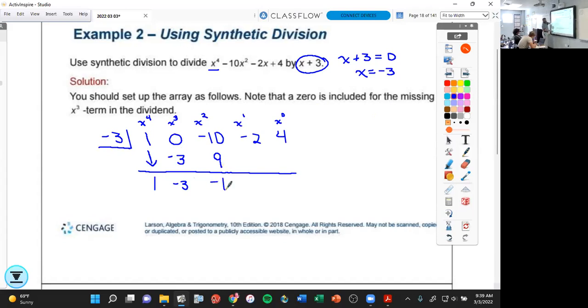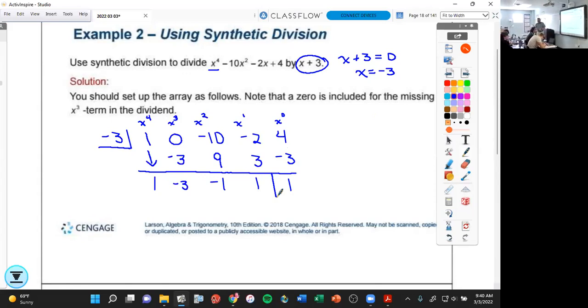Negative 1. Multiply. 3. Combine. Combine. Multiply. Combine. Okay. That last number, I'm going to set it apart. That last number is my remainder.